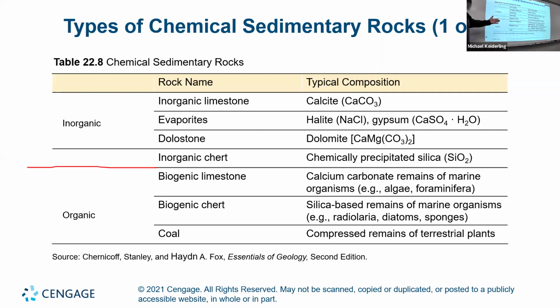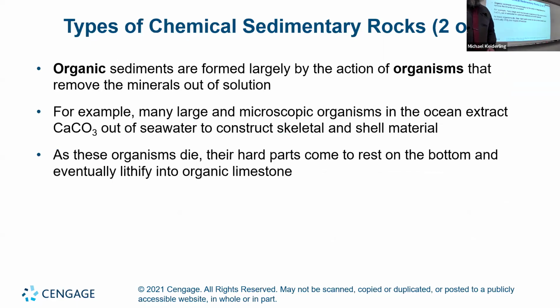And then coal. Coal is considered a chemical sedimentary rock, even though coal is not a mineral. And it's the compressed remains of terrestrial plants. It's basically carbon. But yeah, it comes from plants. Oil comes from marine life, and coal comes from land life. Oil and gas come from marine life.